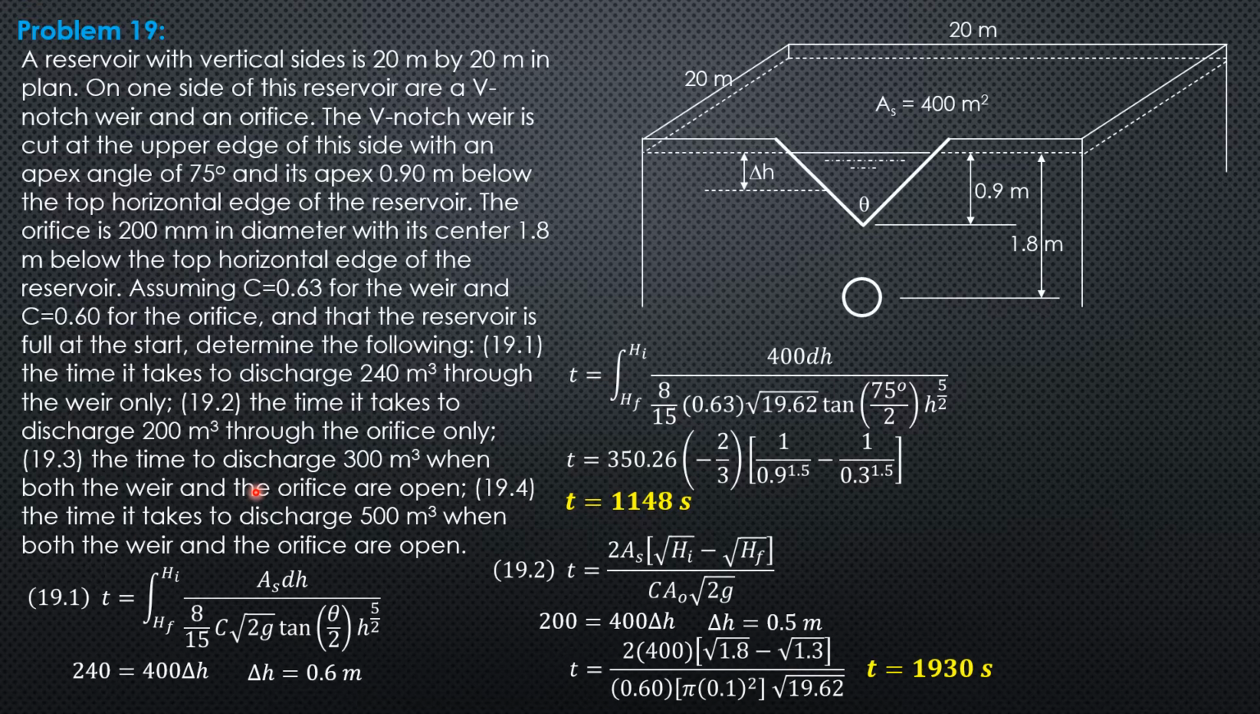For the third question, the time to discharge 300 cubic meters when both the weir and the orifice are open. So both of them are open this time. And for the fourth, 500 cubic meters when both the weir and the orifice are open.